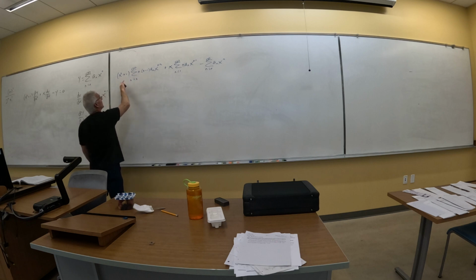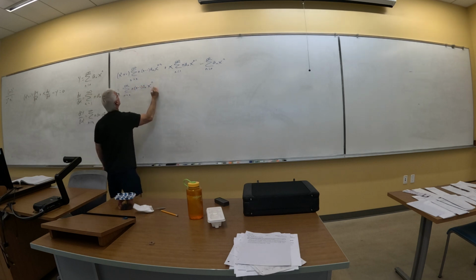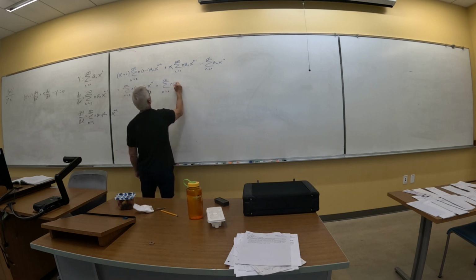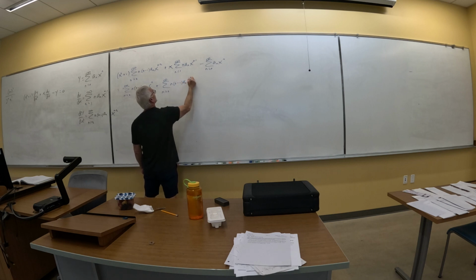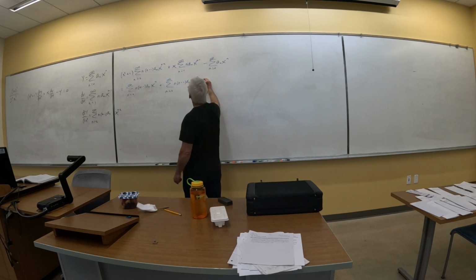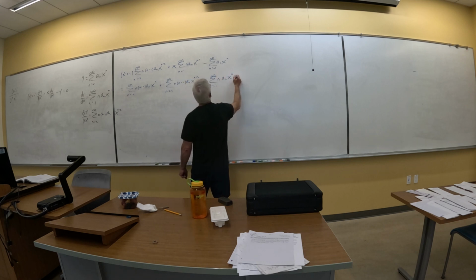So let's multiply this in as two separate series, okay? So this will be, I'm going to multiply the x squared in first. I think I did that correctly. And then the next one, multiply it in. And then the last one.